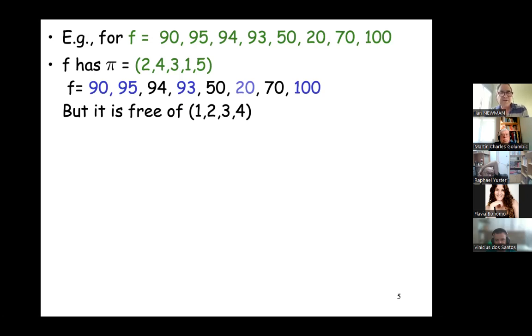So this f in this example is not pi free, but it is free of the pattern 1, 2, 3, 4. Of this pattern of length 4, a monotone pattern, just because it doesn't have any increasing subsequence of length 4.